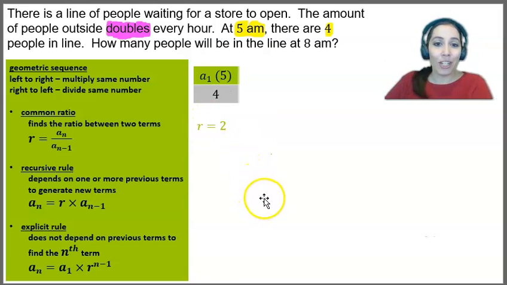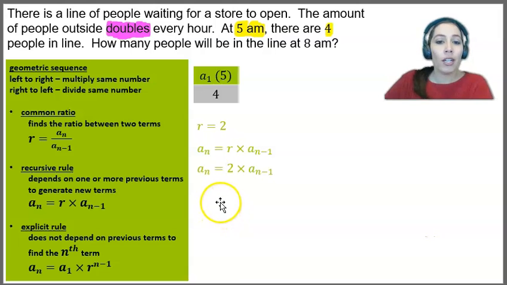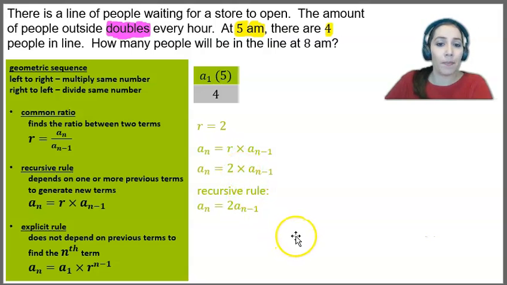Now that we have our common ratio and our first term, we can make a recursive rule so we can find the other terms in our sequence. The recursive rule is a sub n equals r times a sub n minus 1. So if we are looking for our next term, we plug in our r, which is equal to 2, and then we can write the recursive rule as 2 times a sub n minus 1. To write it formally, you should just put the 2 and a sub n minus 1 by each other. You should remove the multiplication sign. And anytime you write a recursive rule, you always have to say where you started: a sub 1 equals 4.